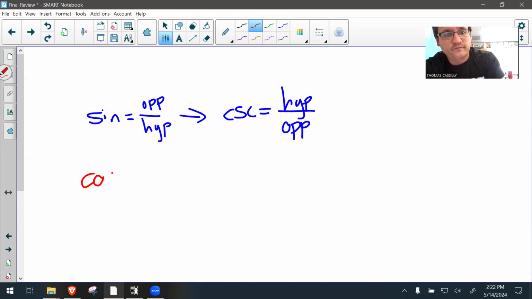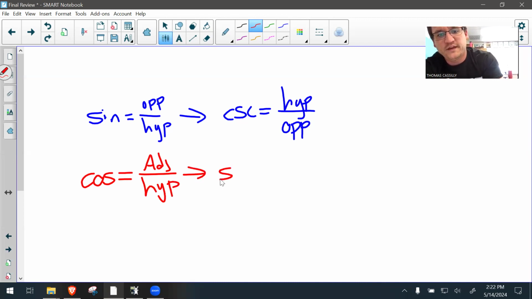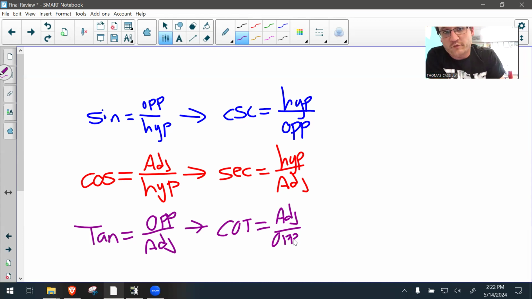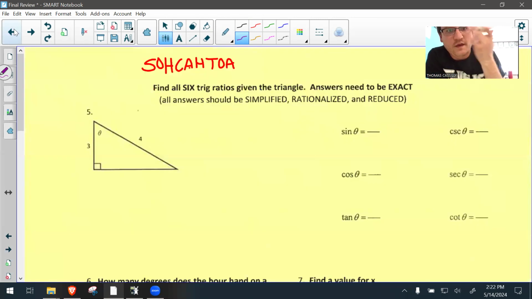So the cosine, of course, is the adjacent over the hypotenuse. So the reciprocal of that one we call the secant. Right? And the secant is just the hypotenuse divided by the adjacent. And then the very last one, of course, is the tangent. All right, the tangent function is the opposite over the adjacent. So the reciprocal of tangent is your cotangent, which is your adjacent over your opposite. So those are the 3 ratios that we are dealing with in this section.